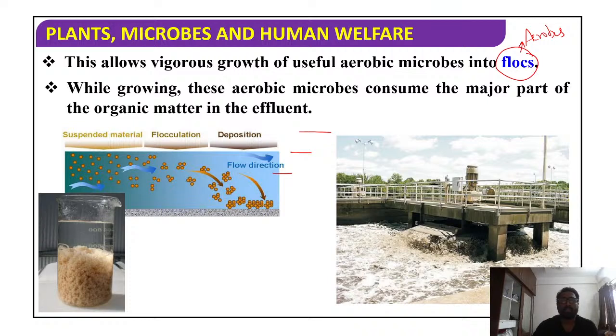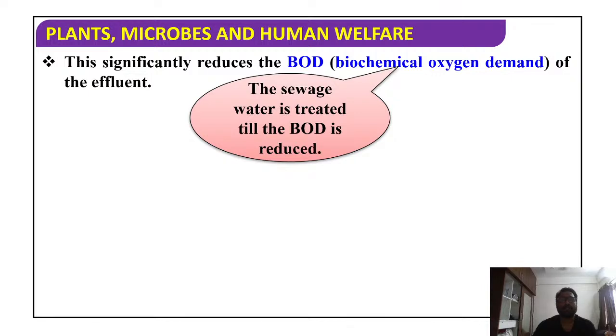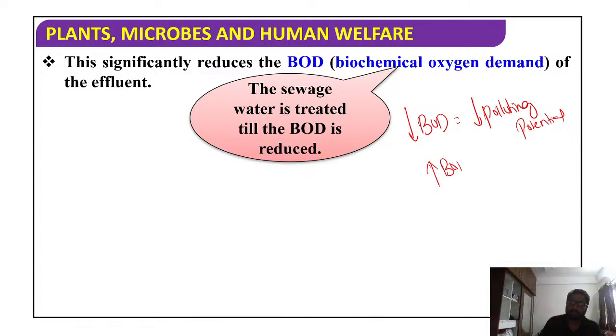I will repeat this sentence, you can check it on your screen. This allows vigorous growth of useful aerobic microbes into flocks. While growing, these aerobic microbes consume the major part of the organic matter in the effluent. So this significantly reduces the BOD. That's what I told you. Less BOD means less polluting potential. You need to catch this point. If you catch this point, it's very simple. Higher BOD means higher polluting potential.